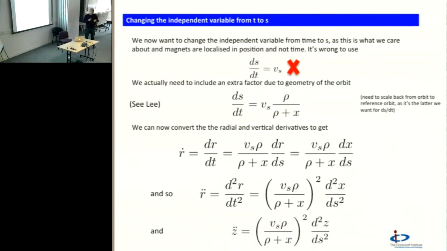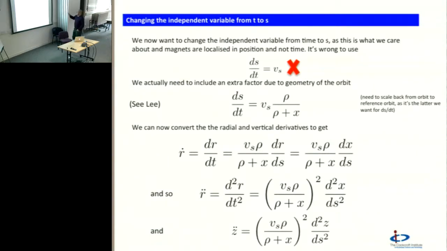So I know the field seen by the particle at a given point in space. I control that. So the independent variable being space is much better than time. On this slide, all we do is change our d by dt's into d by ds's. That's what we do on this slide.